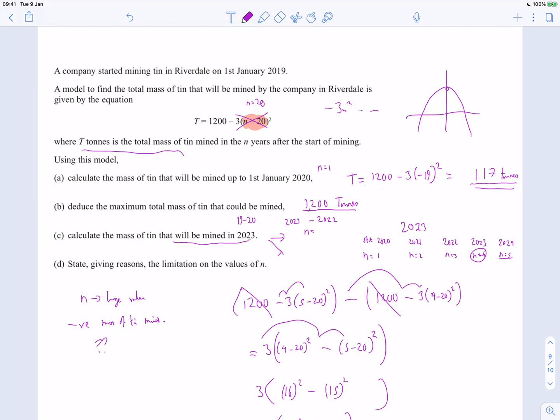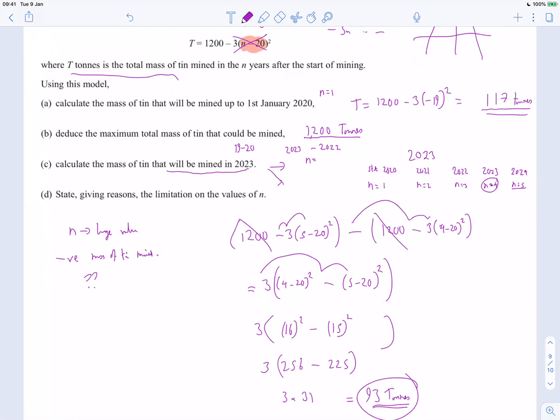Okay, fine. Let's do it this way then. If I wanted this to be less than 0, so 1,200 minus 3 times n minus 20 squared, if I add that to that side, that's n minus 20 squared is greater than, divide by 3, so it's 400.